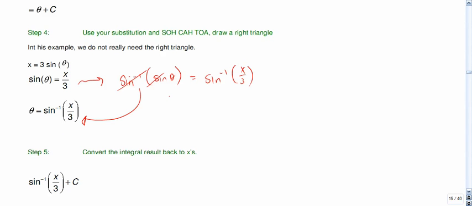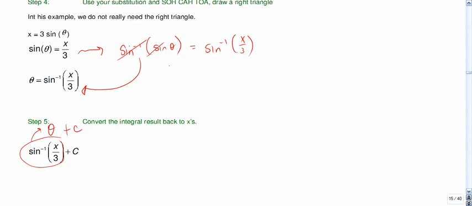Then we're going to use that to convert the integral result back to x's. Now remember, our integral result was theta plus c. So I just put this in for theta. And I have inverse sine x over 3 plus c. If you prefer, you can write arc sine x over 3 plus c. For a lot of people, that's a little bit neater and a little friendlier.